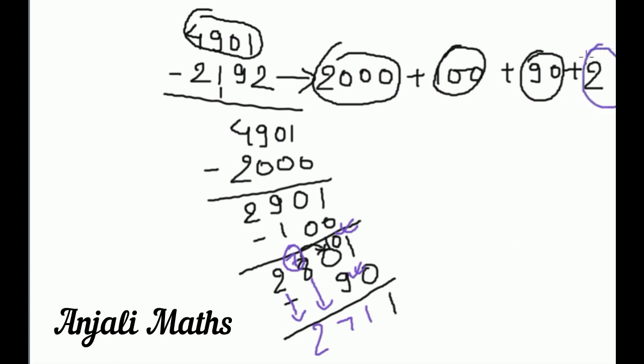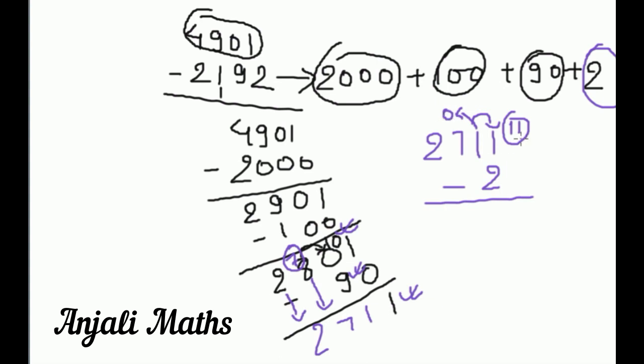Now we will subtract this 2. 2711 minus 2. We will borrow 1 from here. Now this is 11 and this one is 0. So 11 minus 9 is 2. We will write this 0 here. 7 and 2. This is our answer.